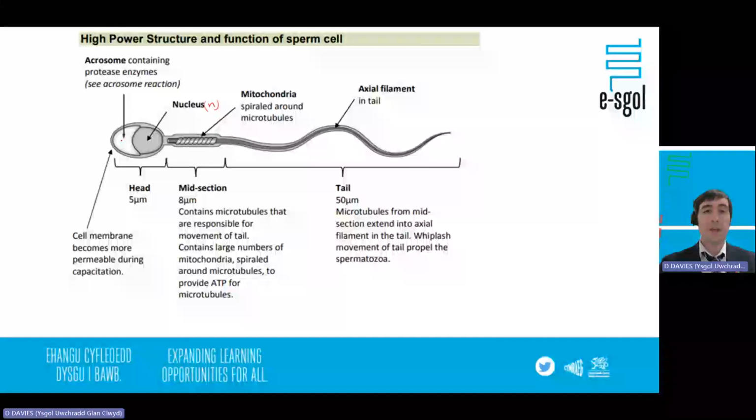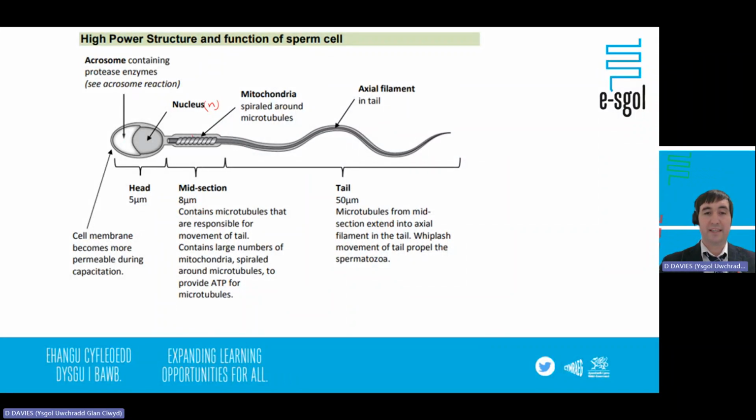You also have a midsection that provides the energy. There are lots of mitochondria in here that provide the energy to move the tail. The tail is produced from lots of microtubules, and it extends out, and when that moves, the sperm cell becomes motile, and that will be able to swim and propel the spermatozoa.